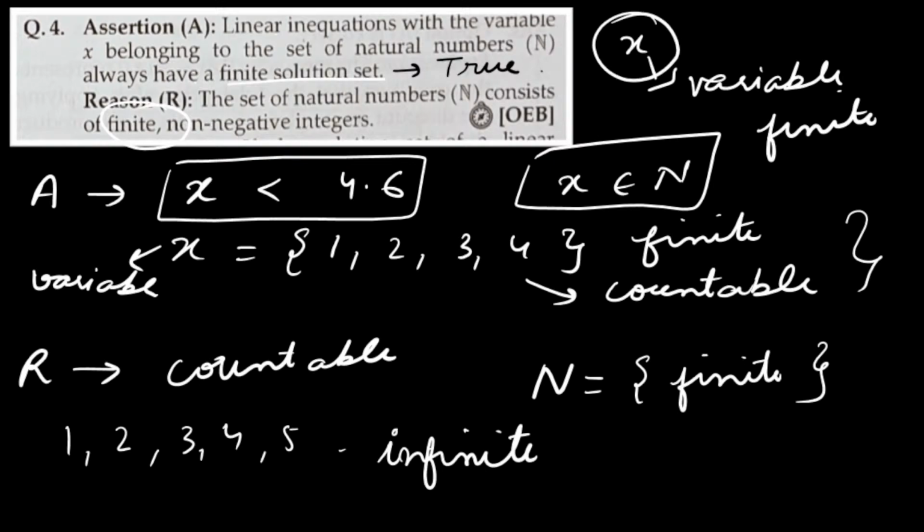Only x can be finite. Here it is mentioned x, there it is mentioned n only. So statement A is true but R is false. So which option then? Option A. A is true, R is false.